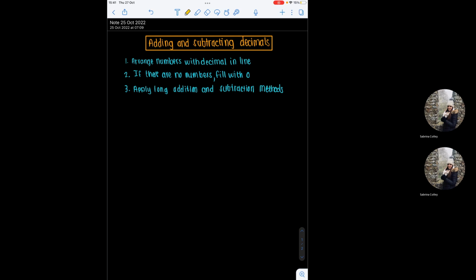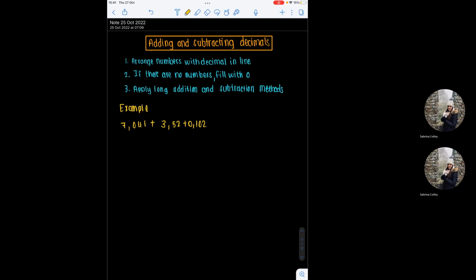Then we're going to use our long addition and subtraction methods to help us. So I'm going to do an example. So we're going to do 2 examples. So if we go 7,041 plus 3,52 plus 0,102. And we want to add these together.